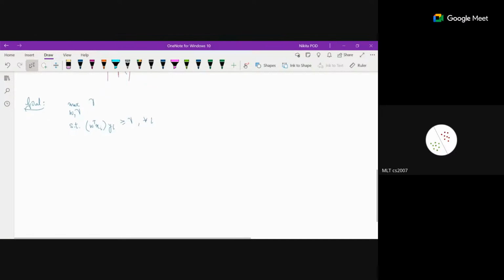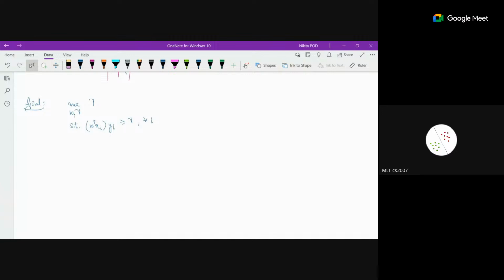If we look at this problem, basically this is what we are trying to solve. We want the maximum margin. Here we are allowing every W, we can take any W that linearly separates my data set with the gamma margin.